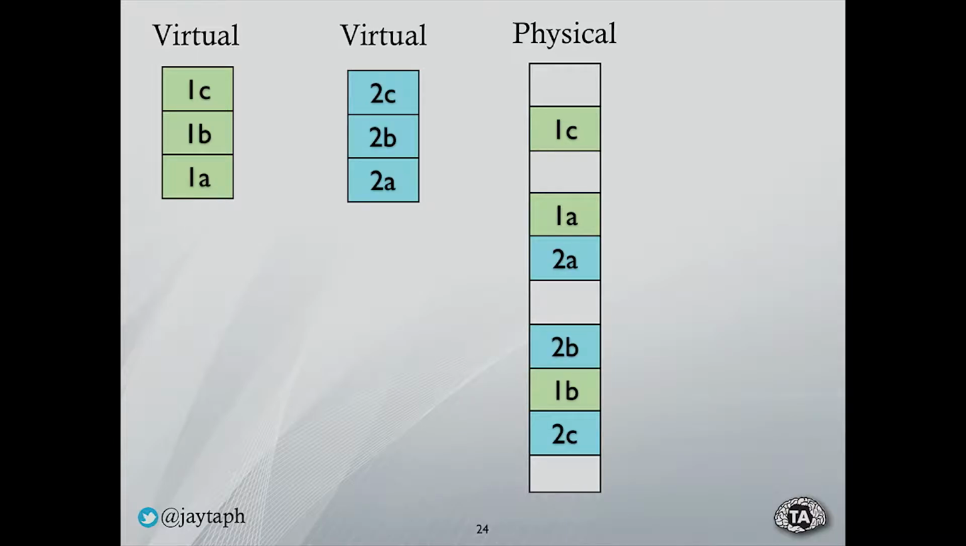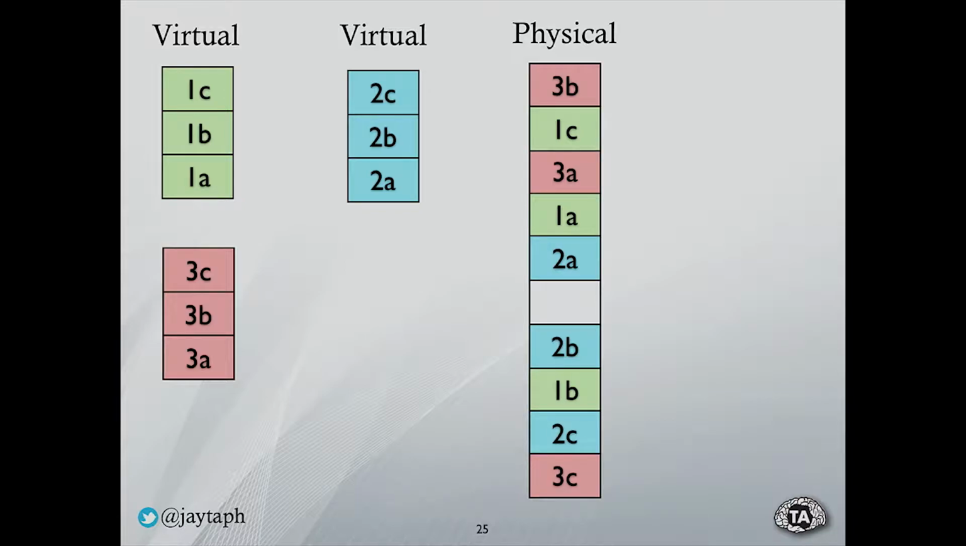If we have a second process, also with blocks 1A, 1B, and 1C, it can store it also in physical memory. And again, it's not sorted or sequential at all. Same is true for the third one. We can place it inside the same physical memory. But now we have a problem.